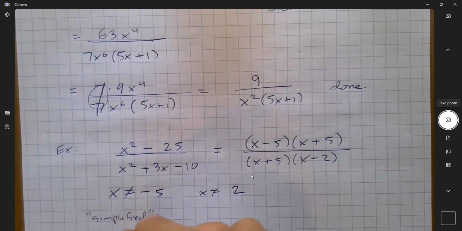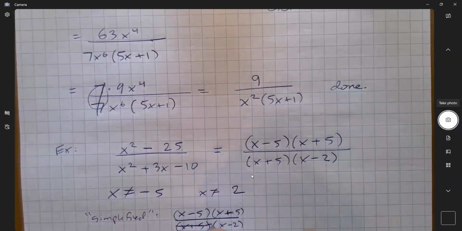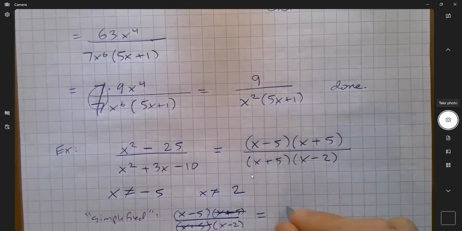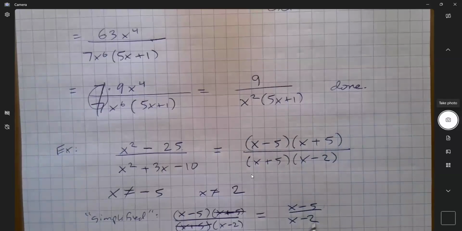Simplified is, let's see, I have x minus 5 over x plus 5 divided by x plus 5 times x minus 2. And the x plus 5s cancel on the top and bottom. I'm left with x minus 5 over x minus 2. This is the simplified version, easier to work with, but I still am not allowed to use x equals negative 5 even in this simplified version.